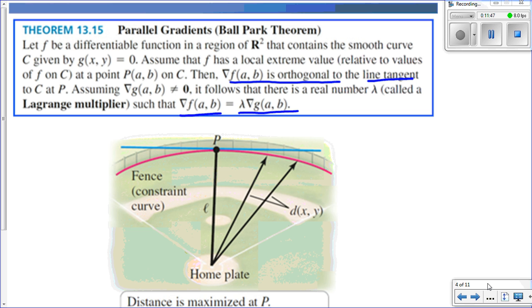And so that's all this is saying, is that that distance here will be maximized. This is just a picture of a softball field. We're trying to find that greatest distance. It's going to be maximized or minimized at a point here where the tangent vector and the gradient are orthogonal in the level curve, and the gradient is a multiple of that.